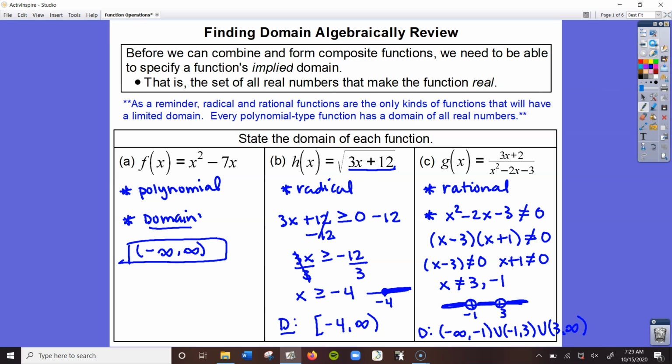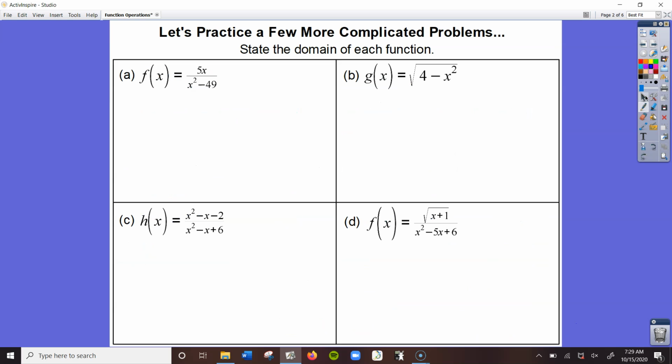Let's do a couple more practice questions. These that we're about to look at are a little bit more complex and some special cases, which is why I want to review them. So for A, we have 5x over x squared minus 49. This is a rational function because it looks like a fraction.